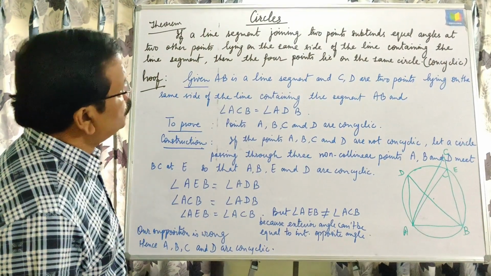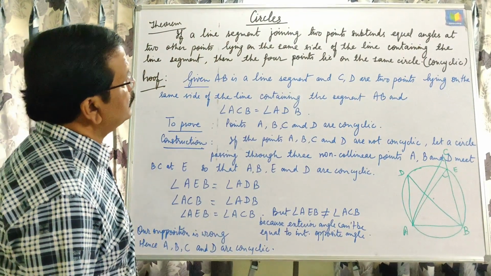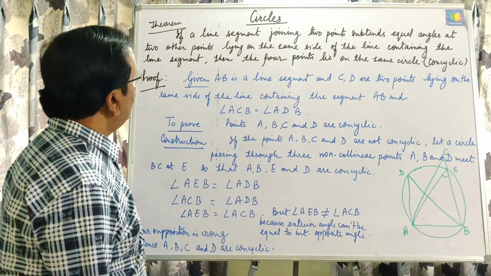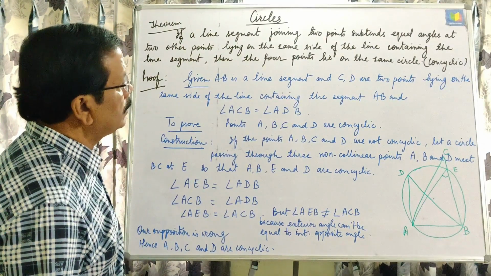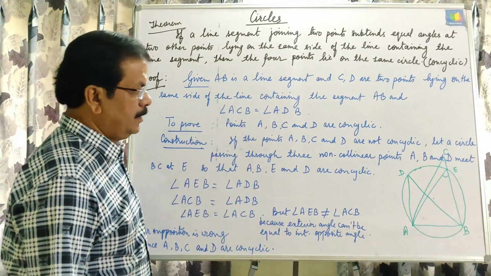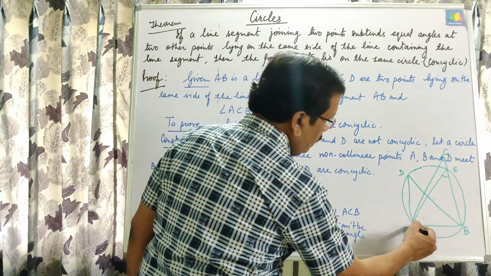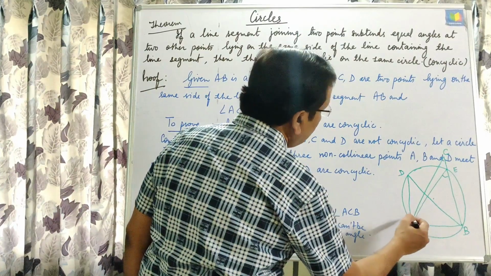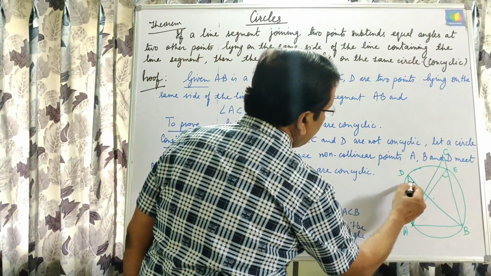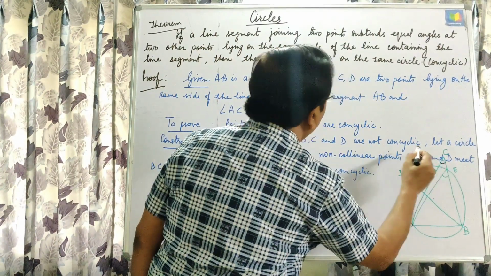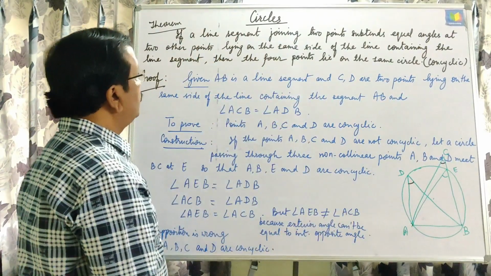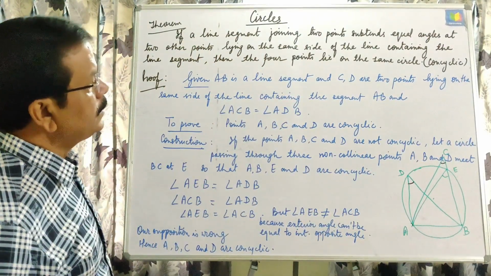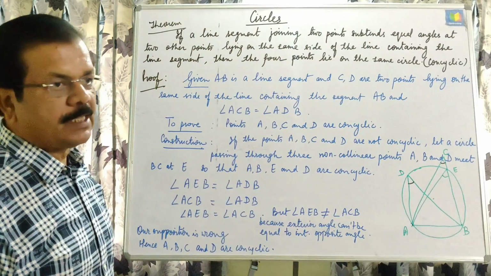If a line segment joining two points subtends equal angles at two other points lying on the same side of the line. Here in this one we are given the line AB, and this subtends equal angles, this angle and this angle, on the same side of the line. Then the 4 points lie on the same circle.